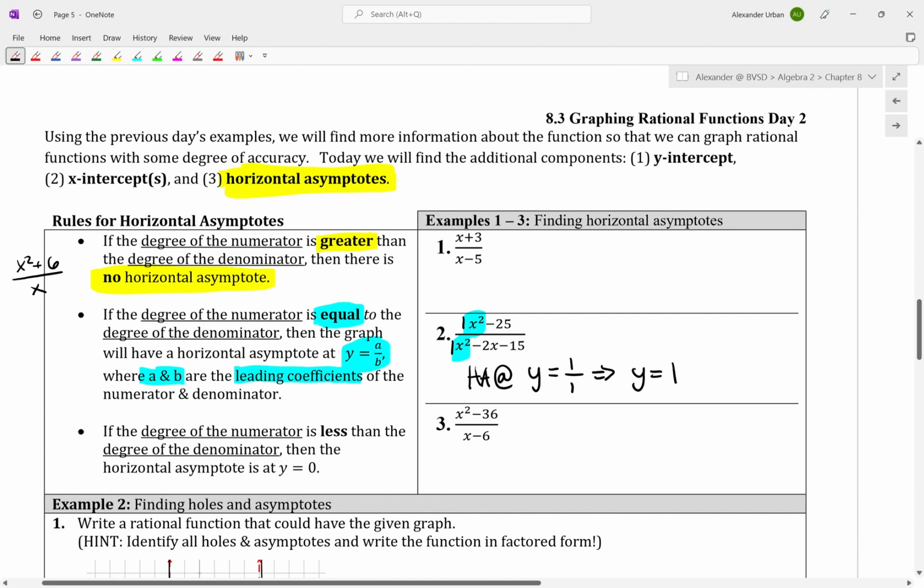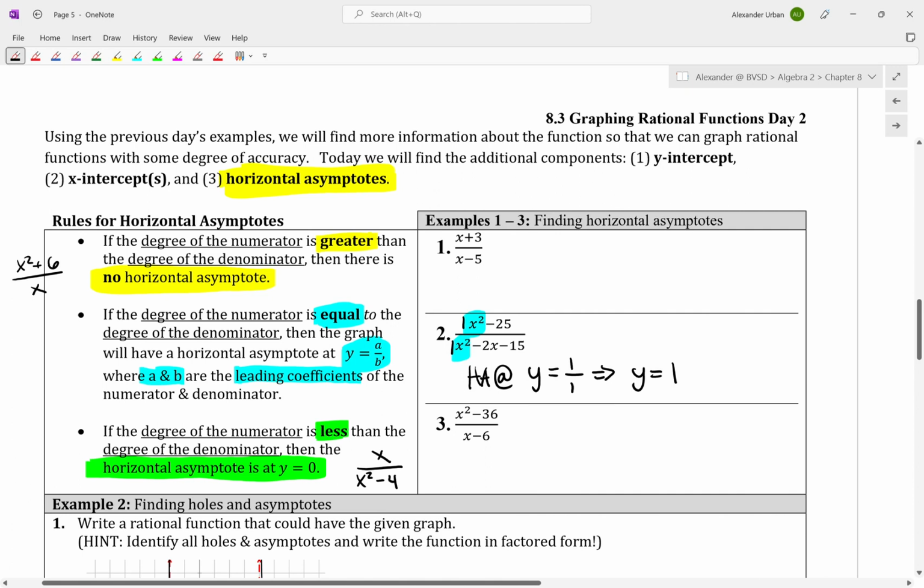That's good. If the degree of the numerator is less than the degree of the denominator, then the horizontal asymptote is always y equals 0. So this one is defaulted. An equation like that would be x over x squared minus 4, something similar to that.